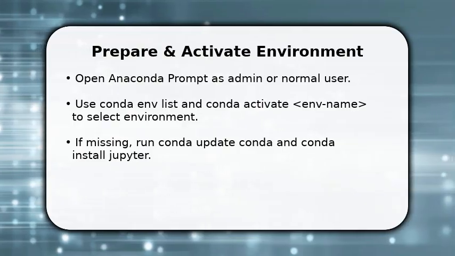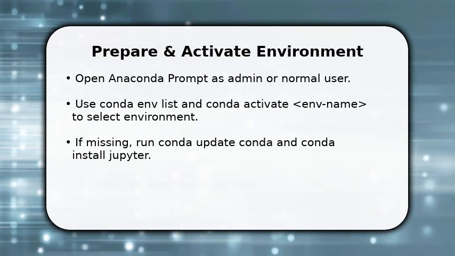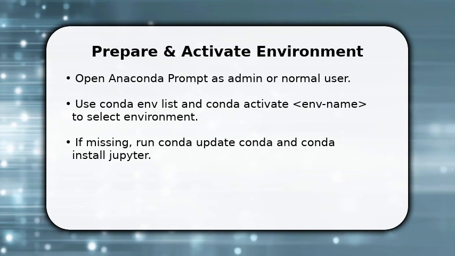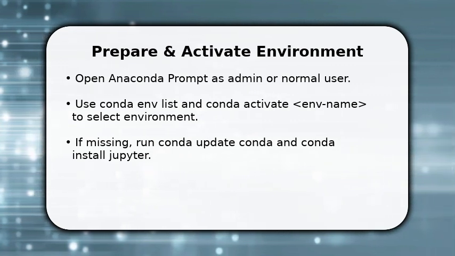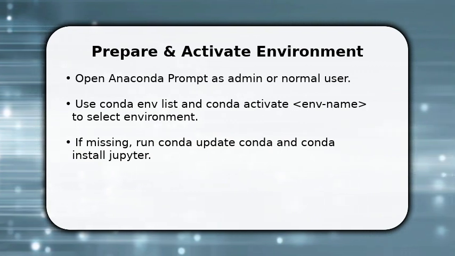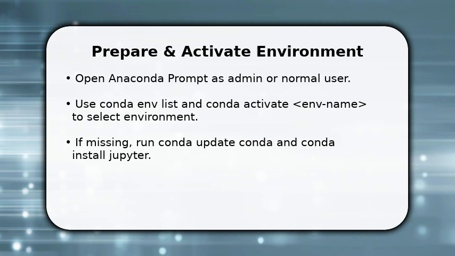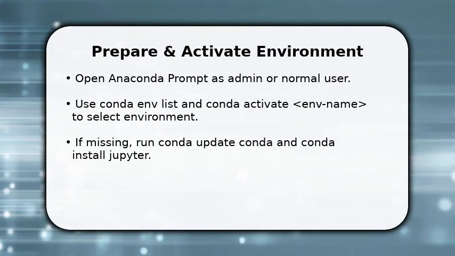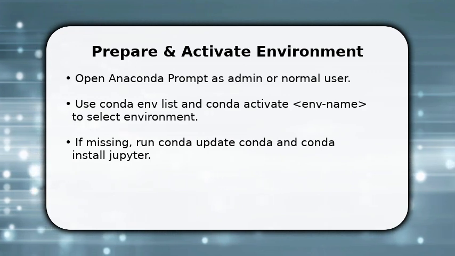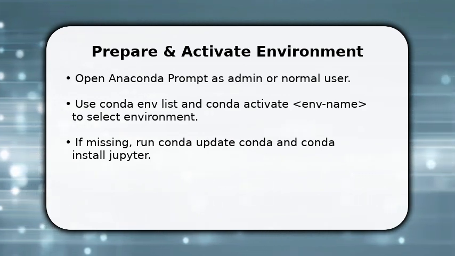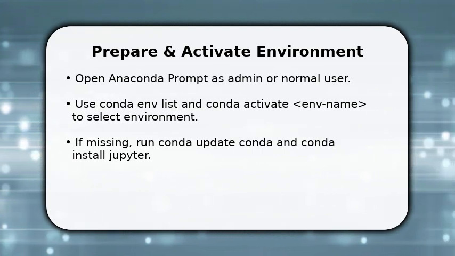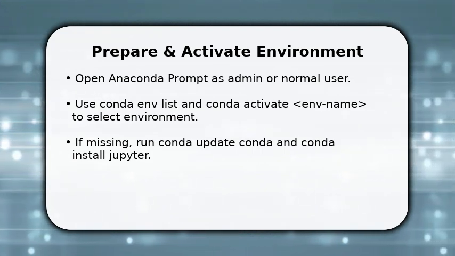You start by opening the Anaconda Prompt and selecting the exact environment you want to use, because Jupyter uses the active environment's packages. Once open, run conda env list to confirm names, then conda activate your environment. This ensures Python and libraries match. If conda reports an older version, update with conda update conda. If Jupyter isn't installed, install it with conda install jupyter. Doing this upfront prevents kernel mismatches and missing package errors later.